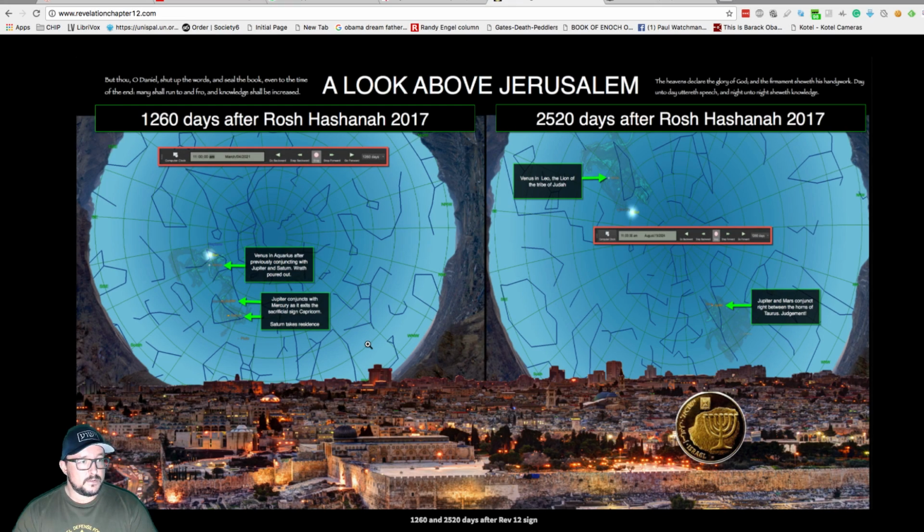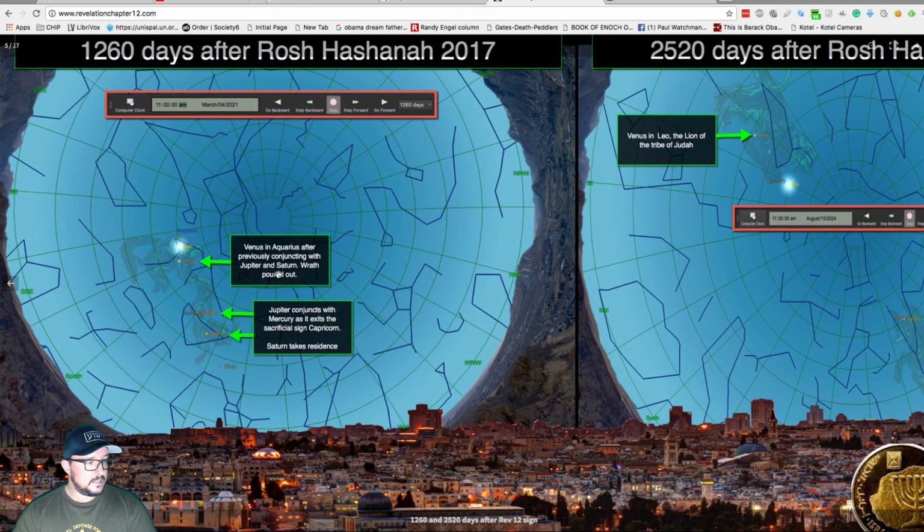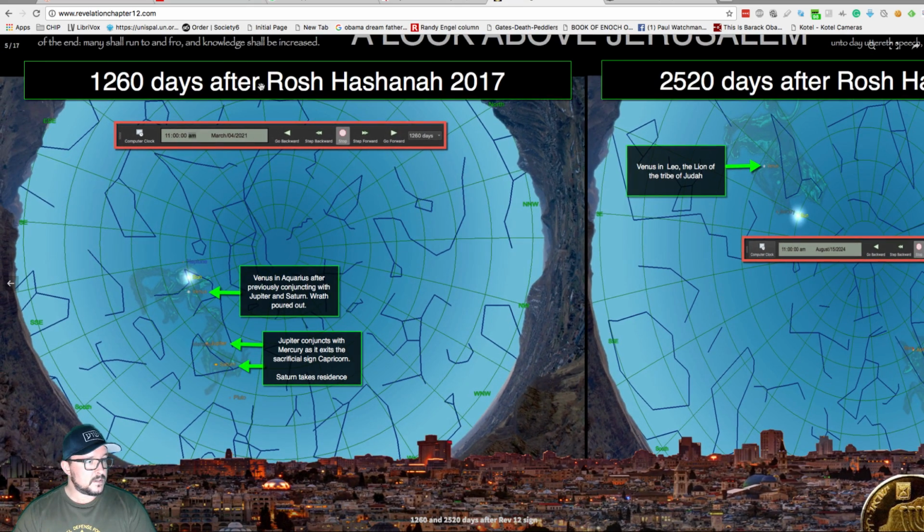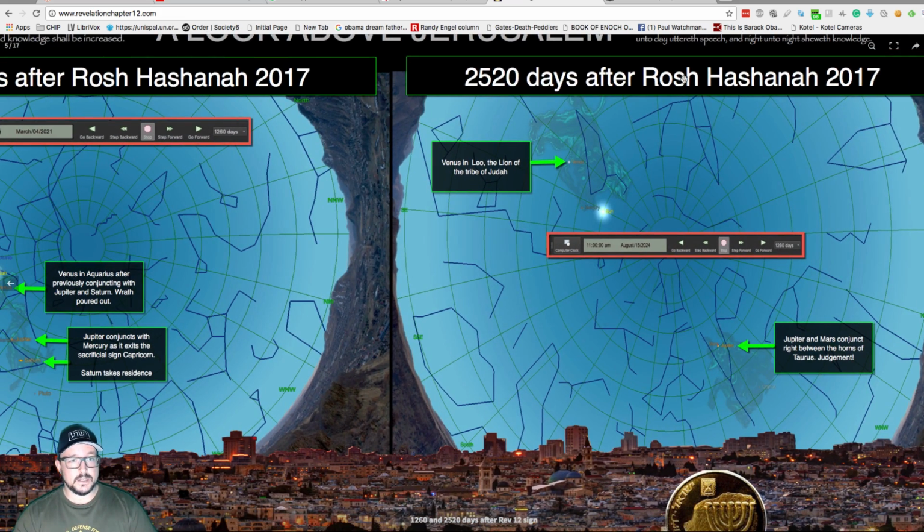This is an image which I have on revelationchapter12.com. It has the horizon as the city of Jerusalem, and I've just covered up the mud hut with an old coin. And we can see 1,260 days after Rosh Hashanah, directly above Jerusalem, the azimuth shows that the mid-tribulation sign is there. So this could be anywhere along the ecliptic. These constellations might be anywhere as far as the day is concerned. But here we see them directly above Jerusalem on both occasions. And then 2,520 days after Rosh Hashanah, we see the Jupiter and Mars conjunction right between the horns of Taurus, and that is also directly above Jerusalem.